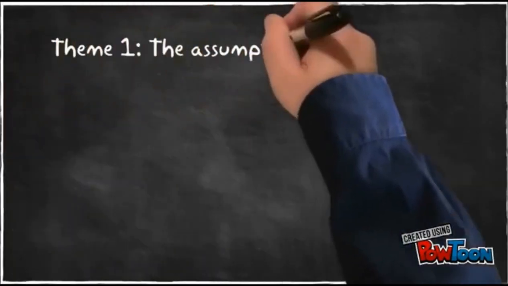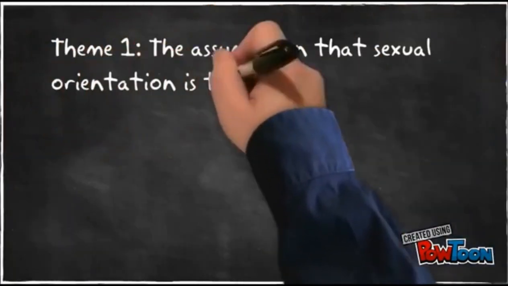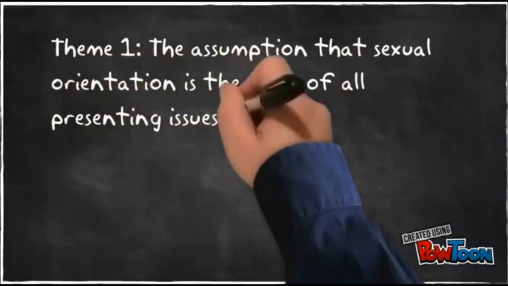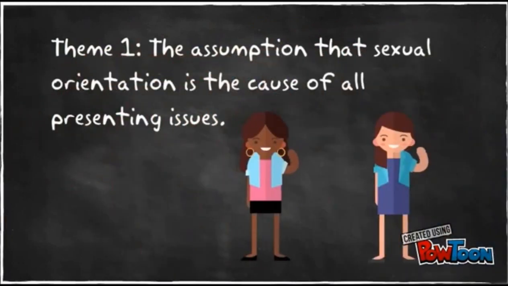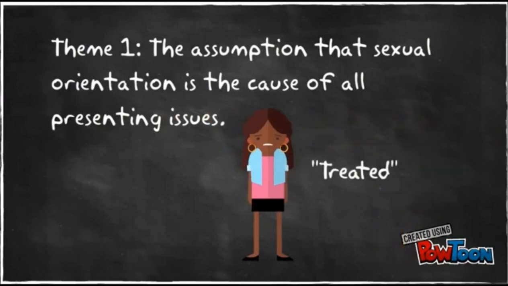The 7 key themes include: Theme 1. The assumption that sexual orientation is the cause of all presenting issues. This can be particularly harmful as it illustrates to a client that their sexual orientation is the key problem, asserting that once this problem has been treated, all of these difficulties that they face will reduce.